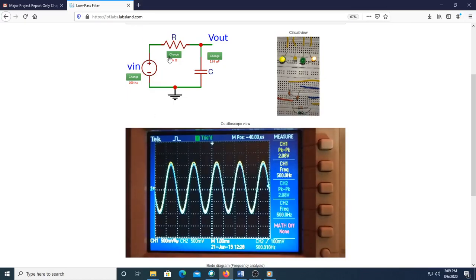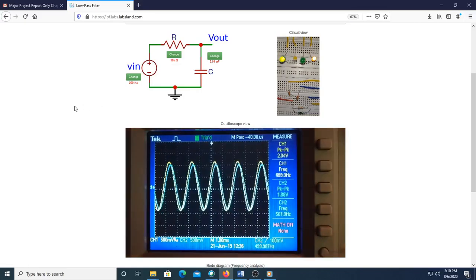Now as the resistance is changed to 10 kilo ohm, the cutoff frequency of the filter reduces to 1.59 Hz. Since the input signal frequency 500 Hz is closer to cutoff frequency, the output signal amplitude reduces to 1.86 volt and the output signal's phase lags compared to the input signal.